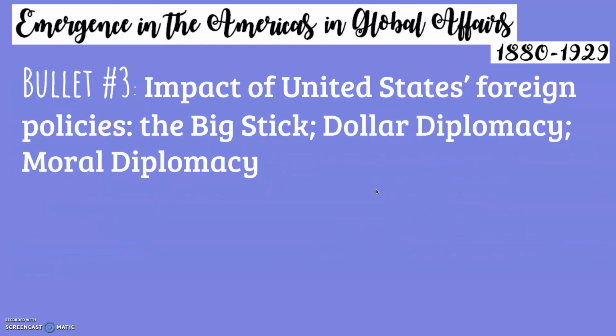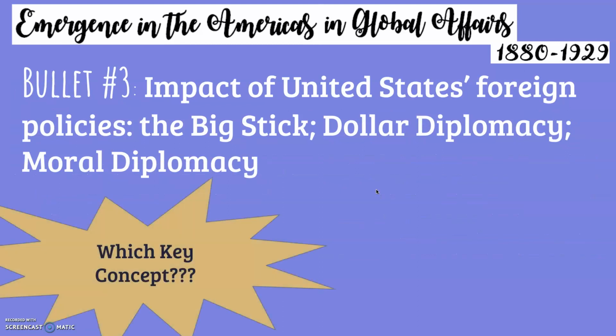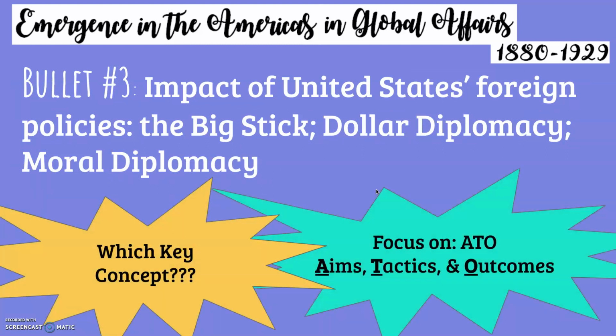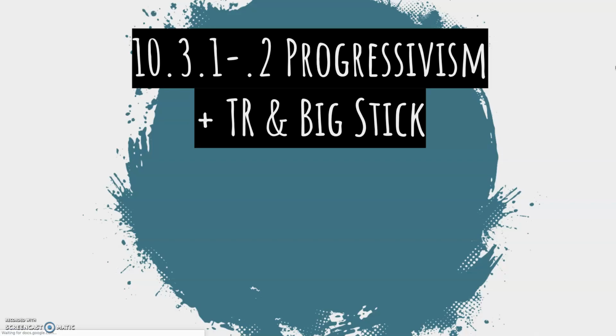So we're on bullet 3, the impact of their foreign policies, really breaking it down into aims, tactics, and outcomes. When you're filling out your master topic and bullet after watching this, what I suggest you do is for Big Stick, what were Teddy's aims for Big Stick? What were Teddy's tactics for Big Stick? And what were Teddy's outcomes for Big Stick? And really clarifying that and having that visual representation for you.